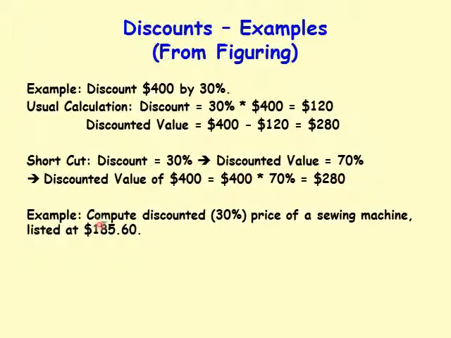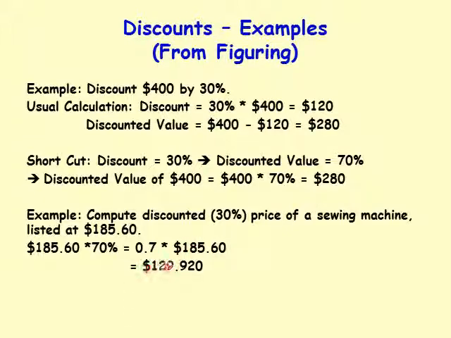Let's continue here. Compute the discounted value from the price for a 30% discount of a sewing machine listed at $185.60. A sewing machine listed at $185.60 is discounted by 30%, and how much is the customer going to pay? So a 30% discount means 70% discounted value. $185.60 times 70%, which is 0.7 of 185.60, is equal to $129.920.